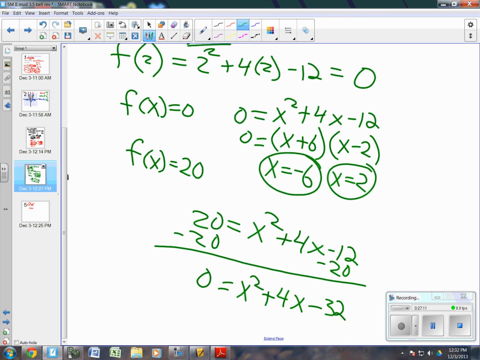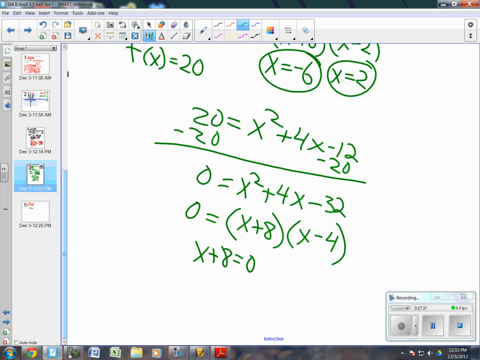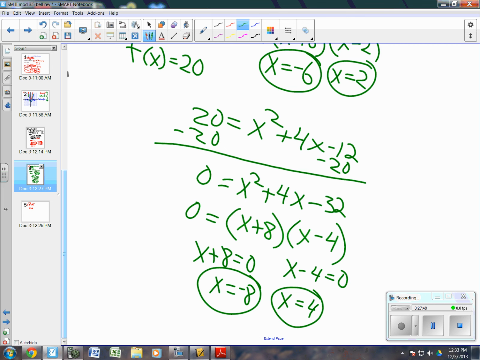Now you can check to see if it factors. Does it factor, or are we going to have to use the quadratic formula? What do you think? Good. x plus 8 and x minus 4 are the factors, because 8 times negative 4 is negative 32, and 8 plus negative 4 is a positive 4, right? So you set each factor equal to 0. And so you get x equals negative 8 and x equals positive 4 are your two answers. Okay? That's how you do one like number 10.